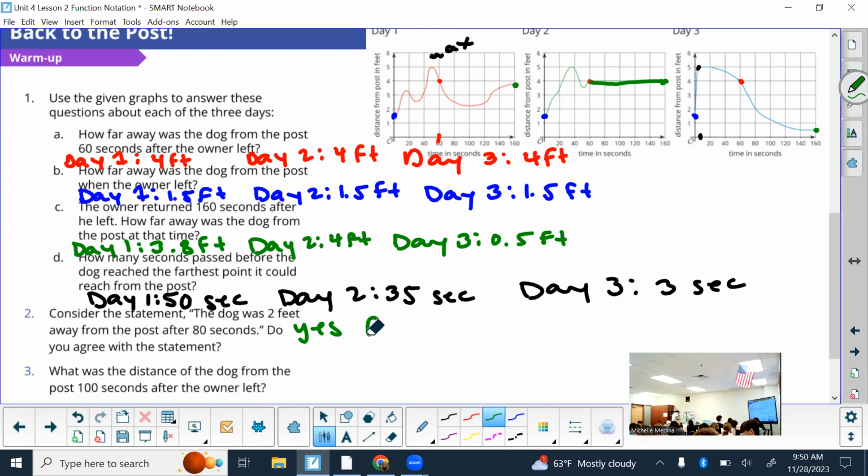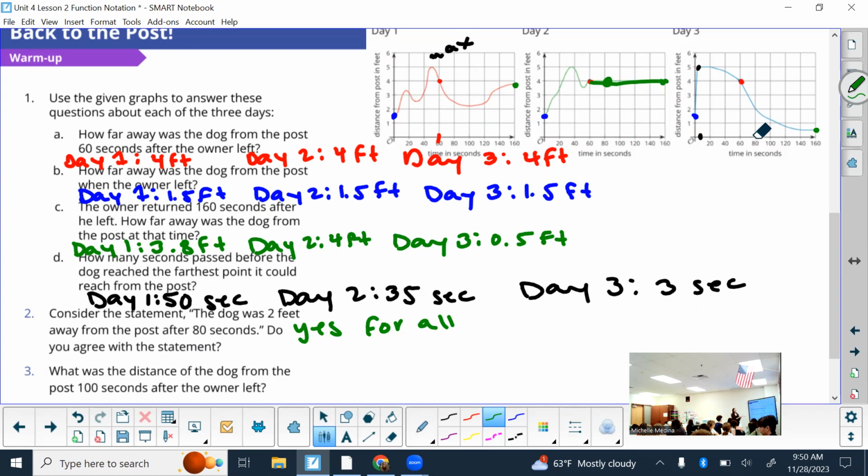Okay, so let's check that. At 80 seconds, let's see if it was at 2 feet. Do you guys agree that that's 2 feet for day 1? Fast, yes, no. So not for day 1. Let's look at day 2. At 80 seconds, is this 2 feet where my mouse is at? No, that's 4 feet, so not for day 2.